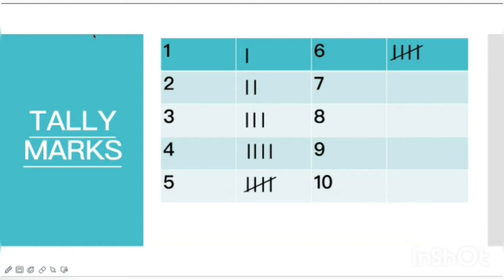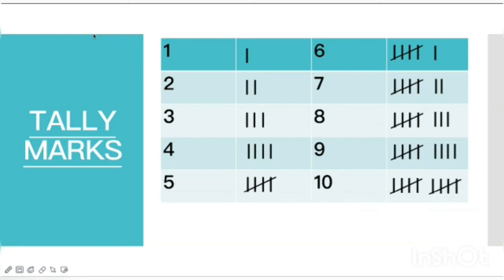slant line plus 1 more bar. This is 6. For writing 7, we need to put 5 and 2 bars. For 8 children, 5 plus 3. For 9, 5 and 4 bars. For writing 10 children, we need to put 5 and 5 again. This is 10. So children, like this we can write our tally marks.